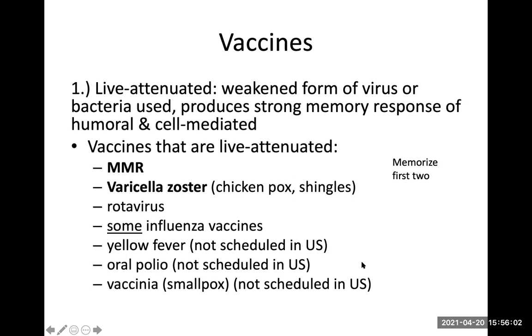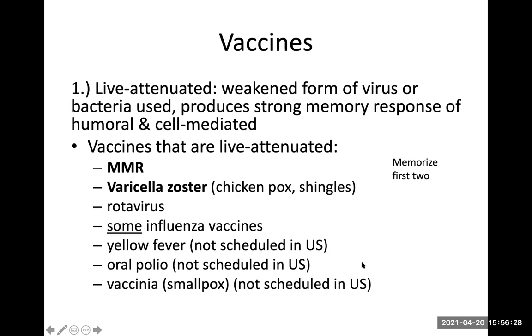Then there are sometimes some influenza vaccines that are live attenuated, but not all of them. There's so many different influenza vaccines that they'll fall under all of the categories. Yellow fever would only be given if you're traveling somewhere where yellow fever is an issue. Polio, same thing, only if you're going to areas where you could get exposed to it.